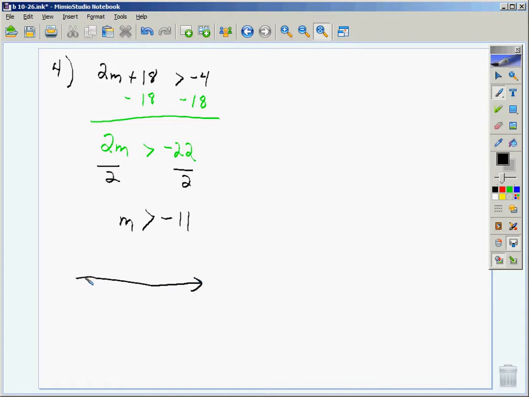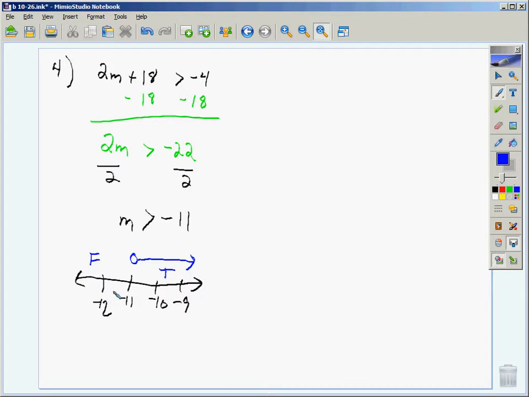If you think about this on a number line, it would be an open circle on the negative 11 because it's greater than. It doesn't say that it can be equal. And because it's greater, it's going to be going to the right. In other words, everything on this side of the circle would be true. Everything on this side would be false.